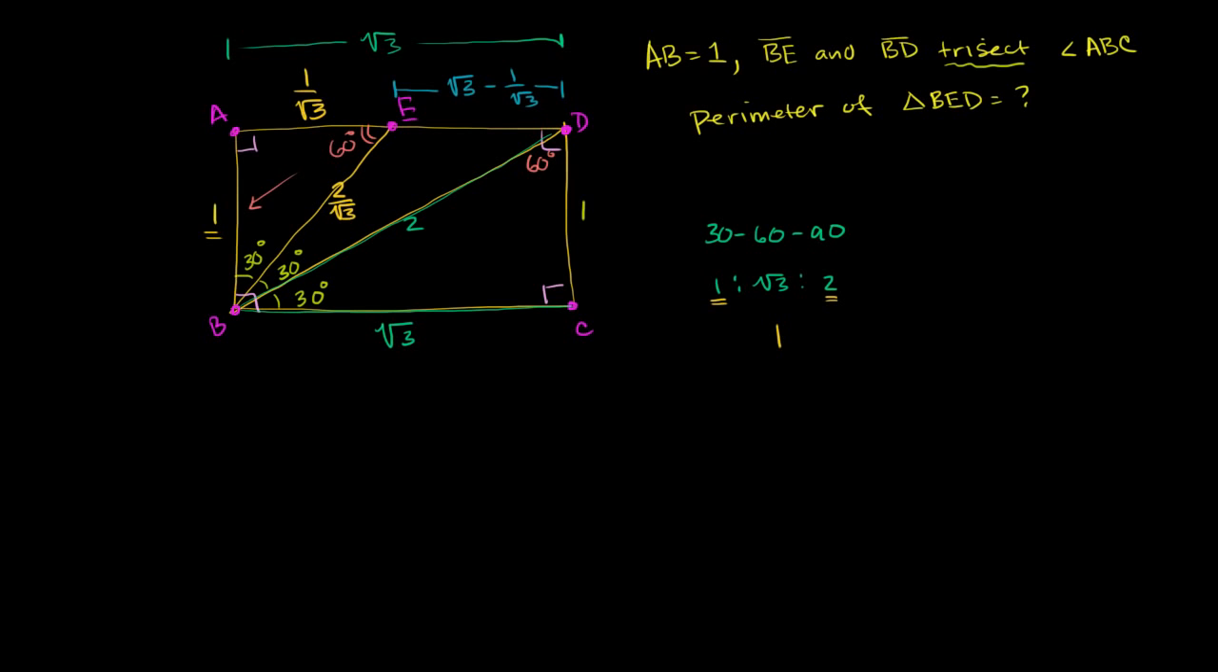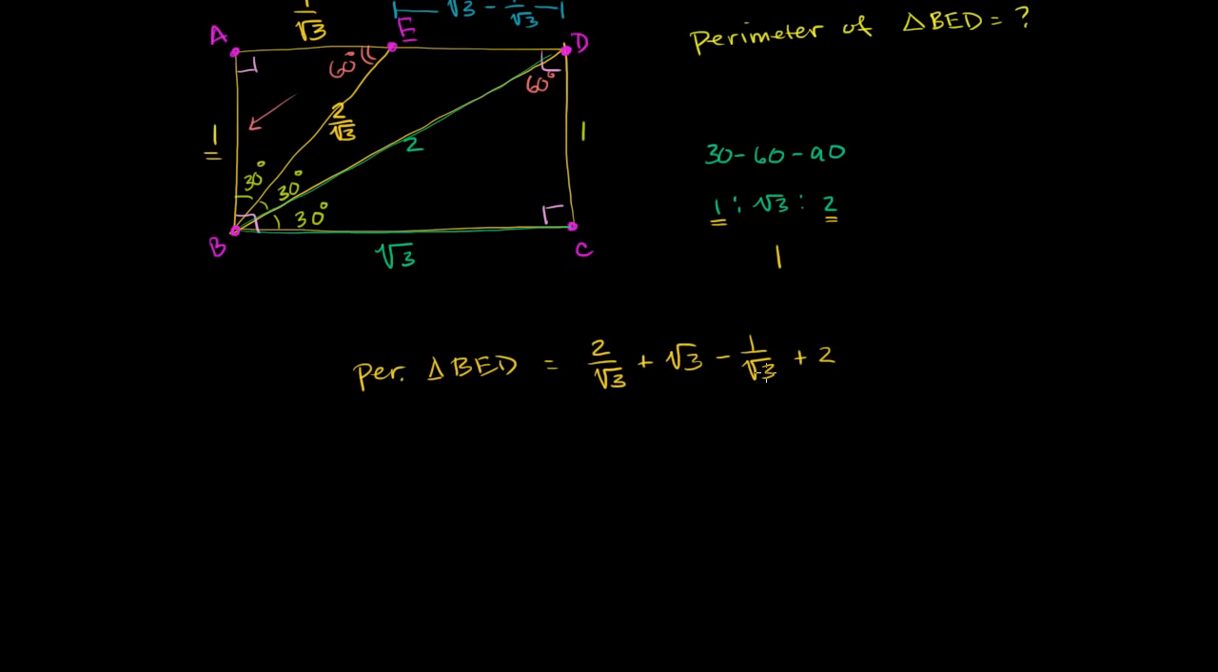So the perimeter of triangle BED is equal to, this is short for perimeter, I just didn't feel like writing the whole word, 2 over the square root of 3 plus square root of 3 minus 1 over the square root of 3, plus 2. And now this just boils down to simplifying radicals. You could take a calculator out and get some type of decimal or approximation for it.